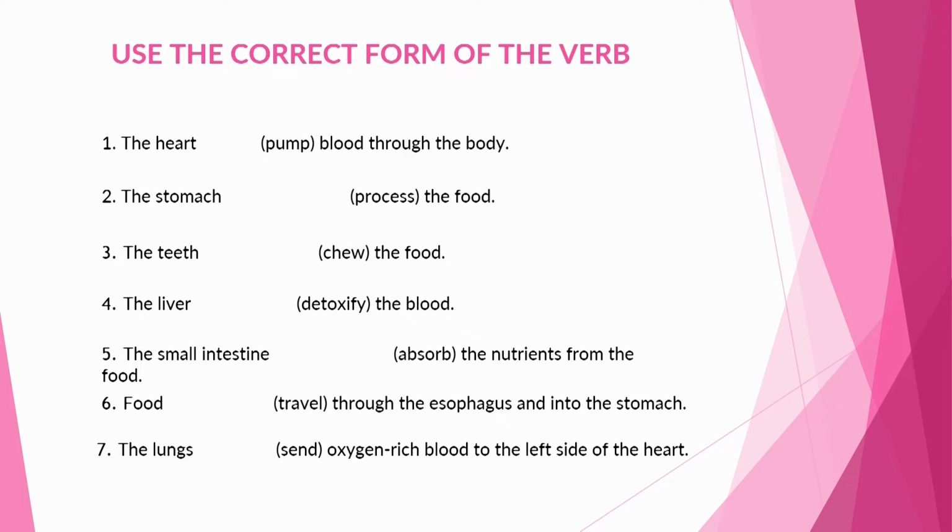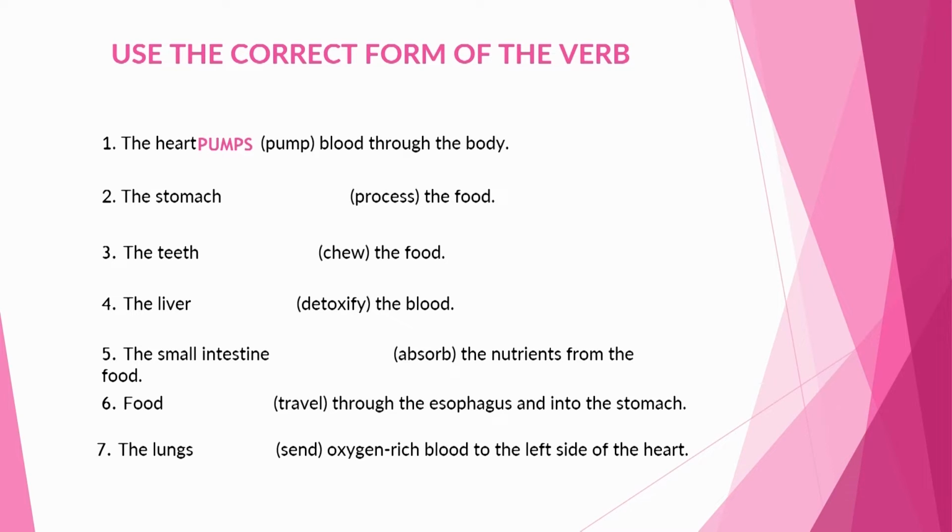For example, the first, say, the heart blows around the body. The stomach, the food. The teeth, the food. The liver, the blood. The small intestine, the nutrients from the food. Food drains the esophagus and into the stomach. The lungs, oxygen-rich blood to the left side of the heart. The verbs there in parentheses, you must change in the correct form.